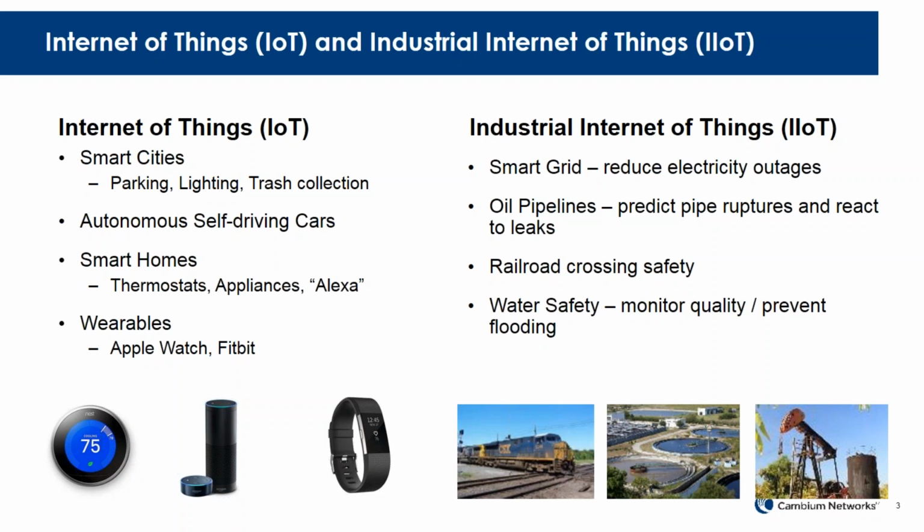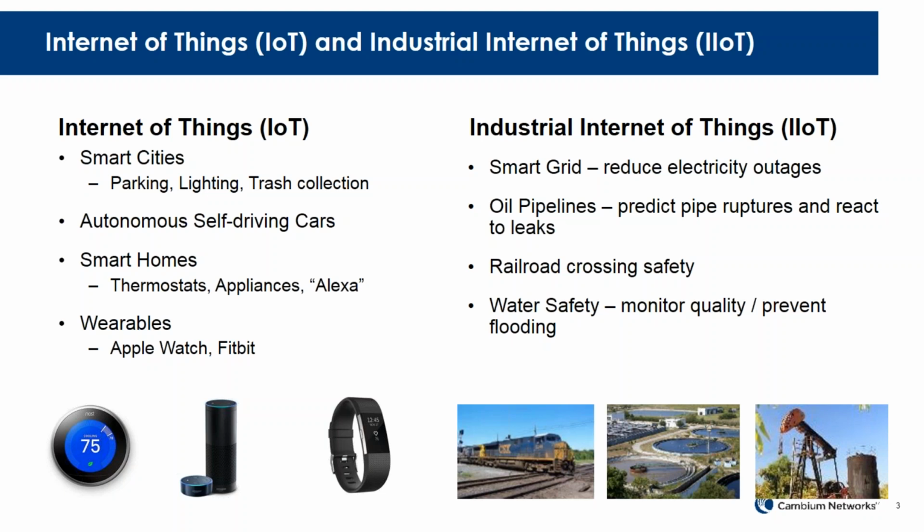When we talk about the IIoT, we're looking at things like the smart grid. This is for the electric utility system. So here we're looking at how do I reduce outages, how do I make the system run more efficiently, avoid brownouts or blackouts, and optimize the entire electric system. Things like oil pipelines, how do I predict if a pipe is about to rupture, or if it has ruptured, how do I quickly react to the leaks and prevent further damage to the environment.